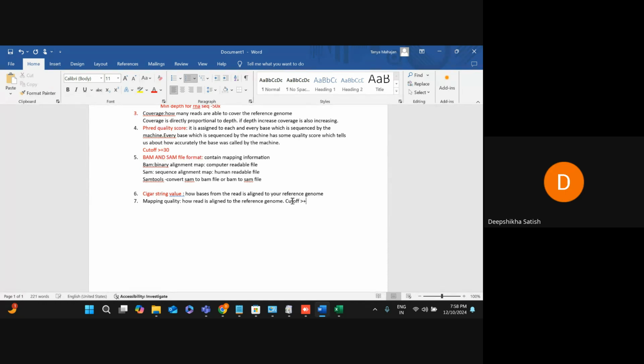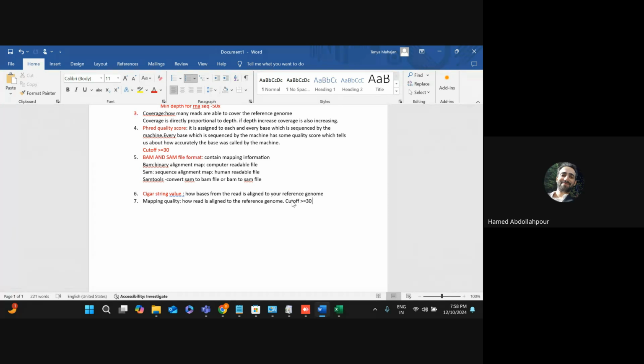Equal to or more than 30, sir. Here also. Okay, we want good quality of our data. So make sure that the Phred quality score and the mapping quality score should always be greater than or equal to 30. Below that, we are just discarding all those reads, sir.